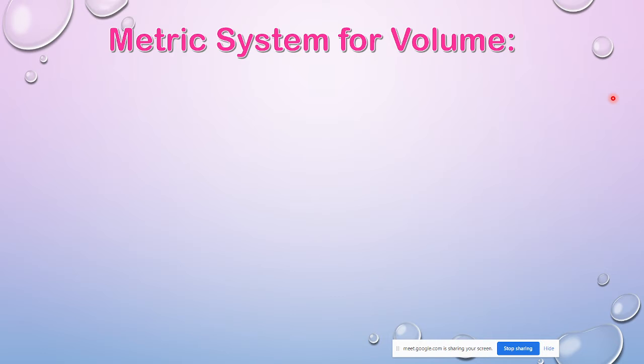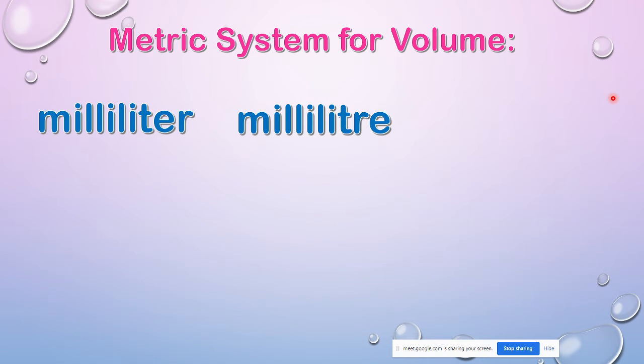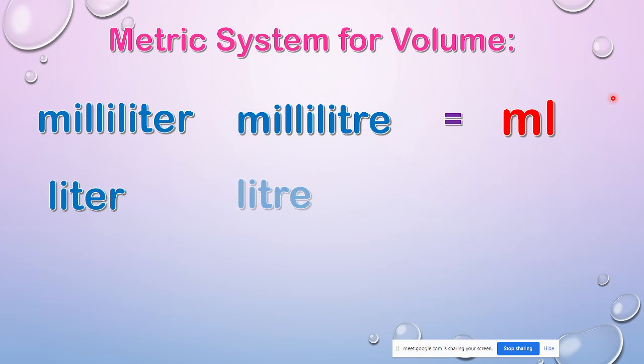Milliliter and liter. Milliliter can be written this way, which is equal to ml. You can just write ml. Make sure they are in small letters. And also we have liter, which we write as a small l. We only use two units for volume: milliliter and liter.